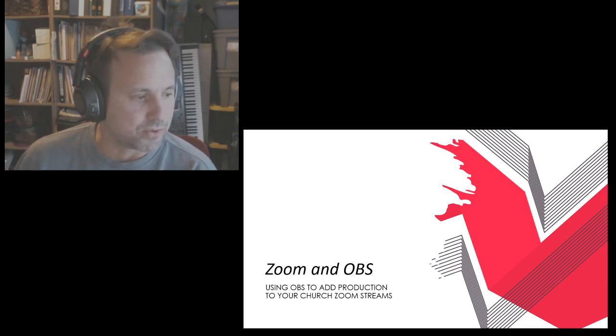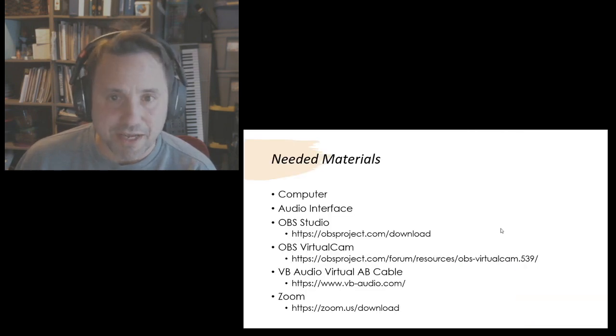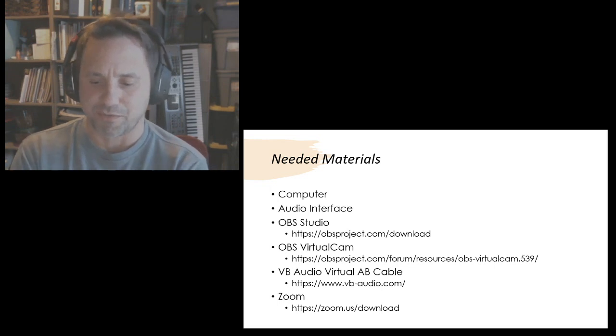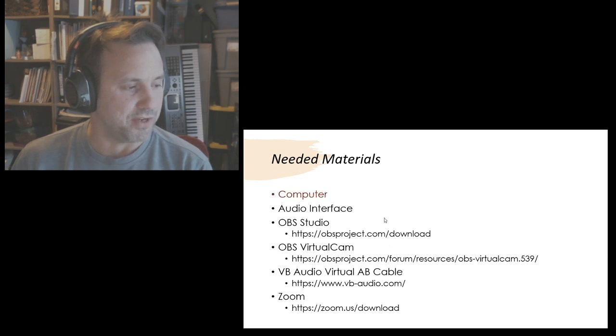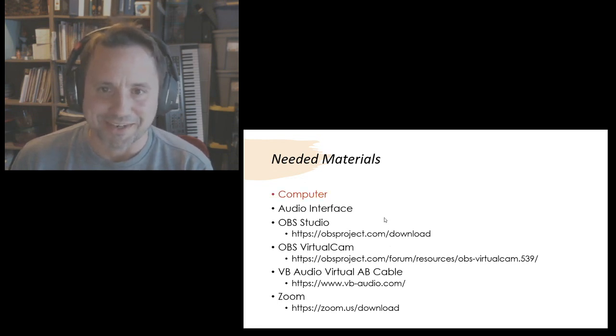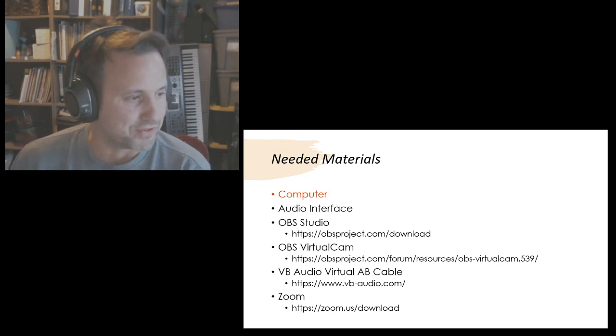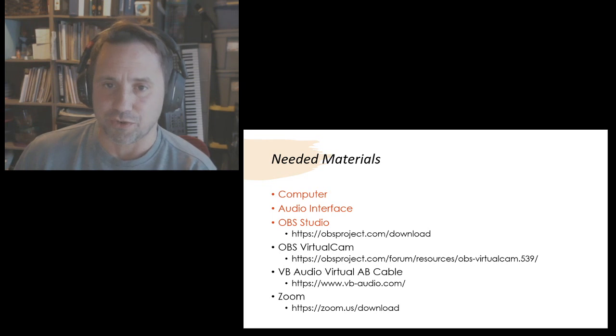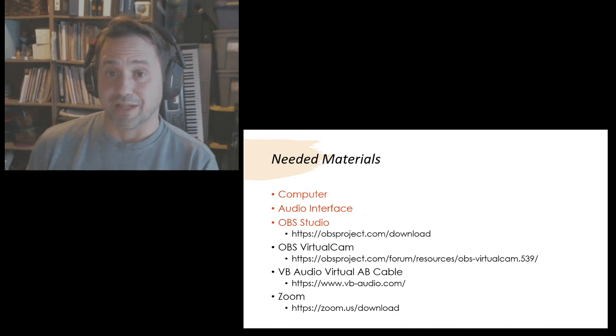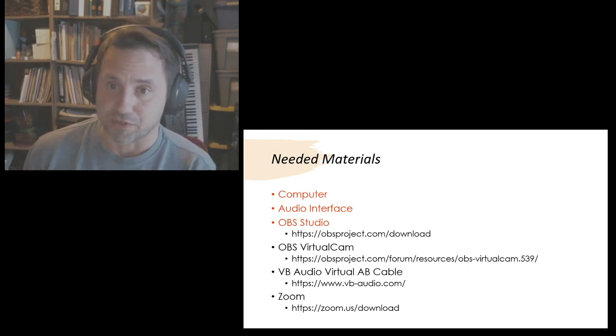So first things first, there are some things you are going to need. There are some needed materials for OBS Studio. First of all, you're obviously going to need a computer. There's no way around it. You're going to need a computer in order to do all of this. The next thing you're going to want is an audio interface. Now, this is something that connects to your computer through a USB or FireWire interface generally. It allows you to connect instruments and microphones to it.